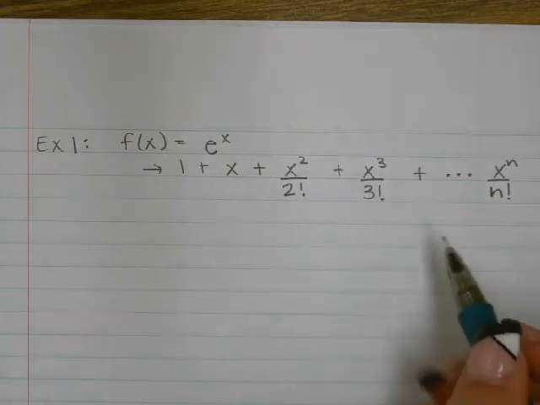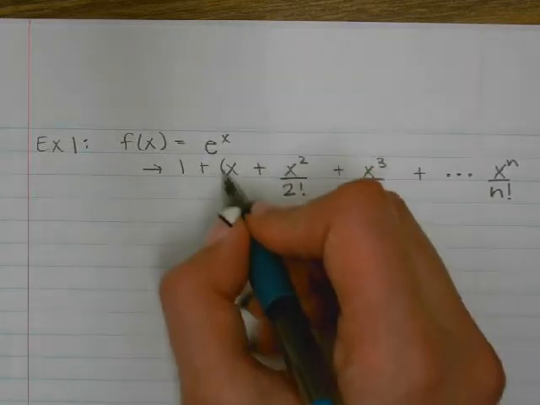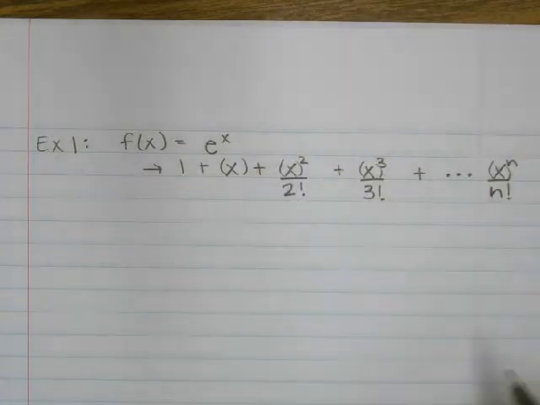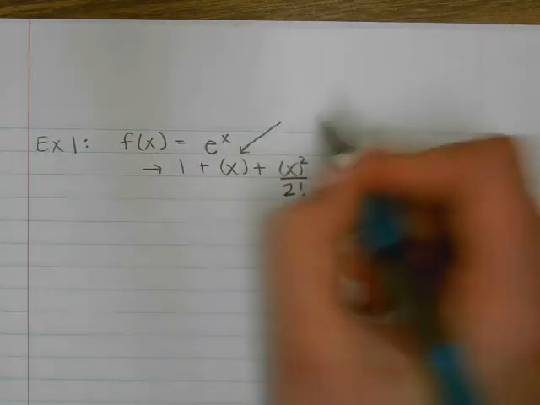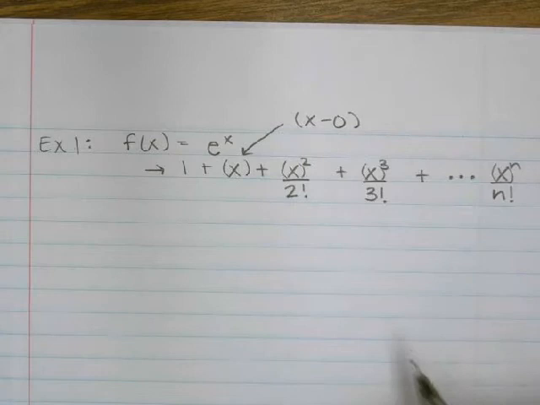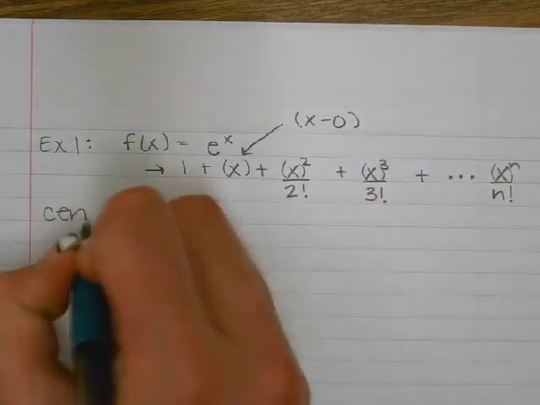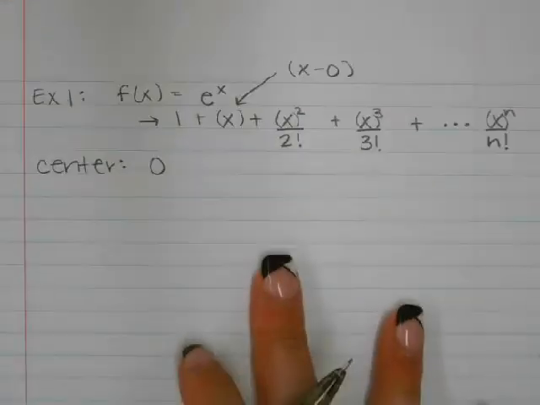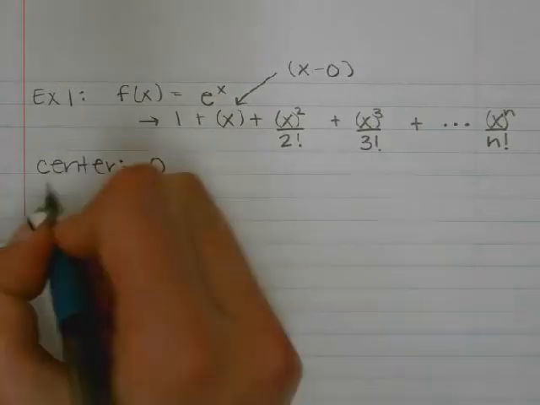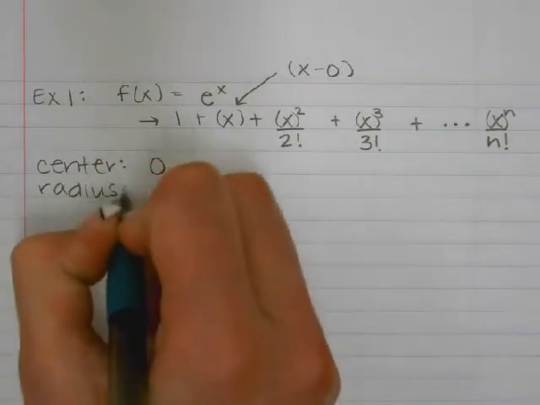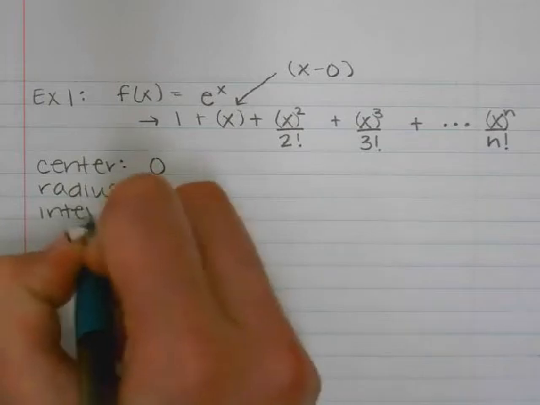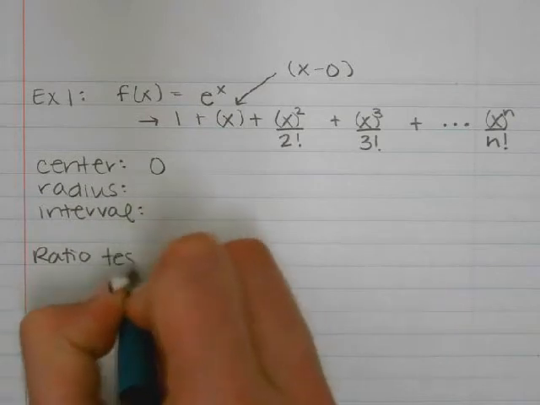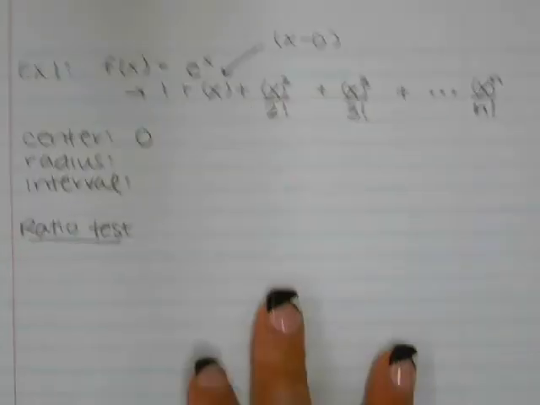So if we look at this one, if you were to put parentheses around the x right here, like I said, this would have been a Maclaurin series. It's that specific example where in your parentheses you technically have x minus 0, and so the center of this is 0. And then for us to test for the radius and for the interval of convergence, we're going to go ahead and do the ratio test. And the ratio test will work on a lot of them, not all of them, but a lot of them.